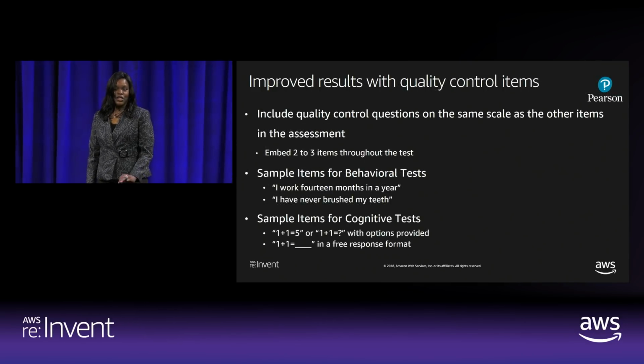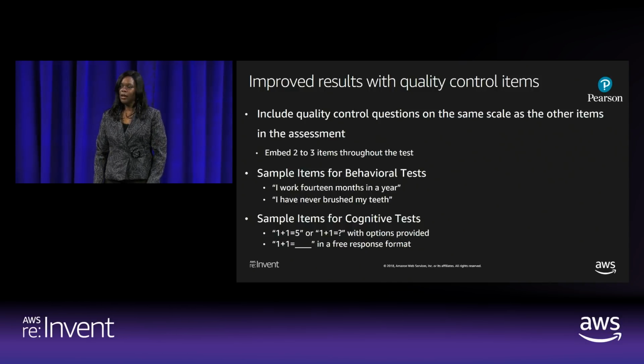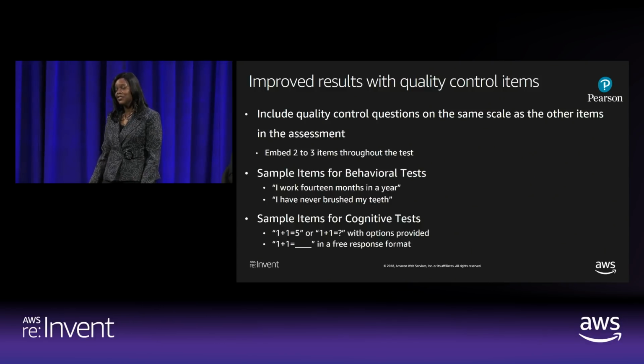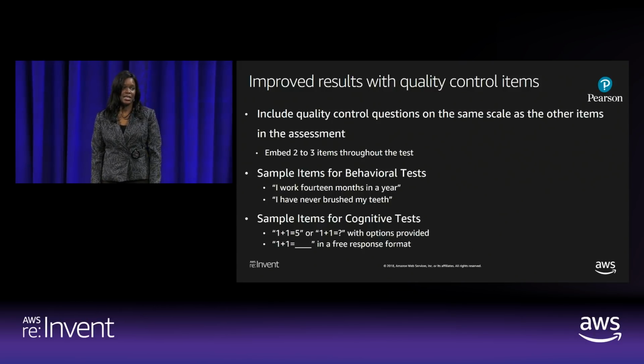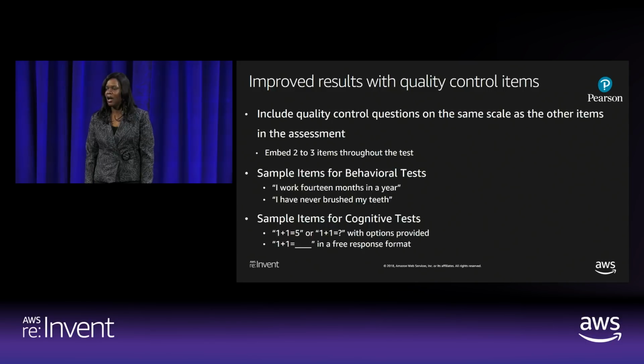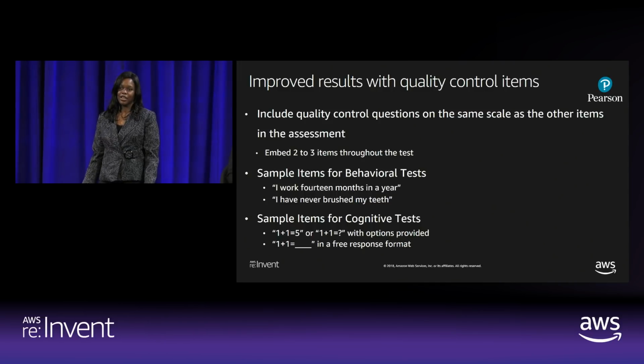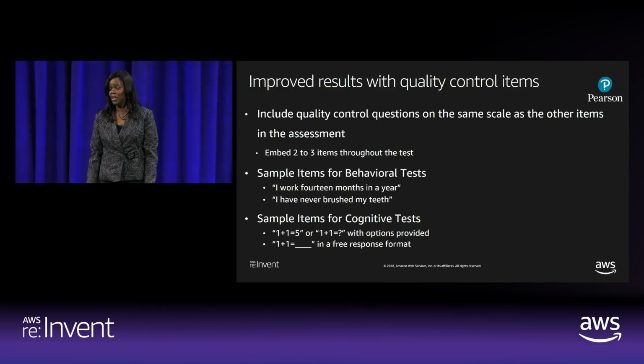And so the use of quality control items is one thing that we've been able to utilize to increase the quality of the data that comes out of MTurk. These are items that we put inside of our assessments that have very obvious answers, and we use that to sift out participants who might just be rushing through the assessment to get the incentive. An example would be, "I have never brushed my teeth," rated from strongly agree to strongly disagree. Clearly there should be an obvious response to that. Any item that we implement, we put on the same scale as the other items, so it's not obvious that it's one of the quality control items.